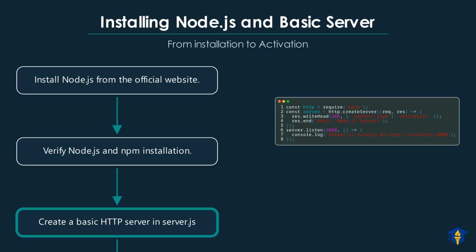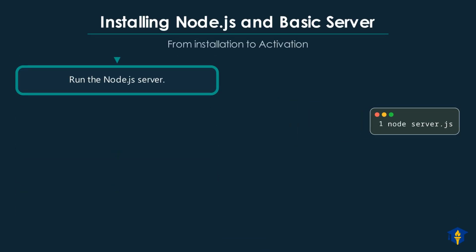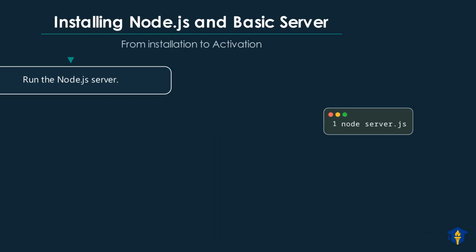This code creates an HTTP server that listens on port 3000 and responds with a simple message. Finally, you can run your Node.js server by executing the node server.js command in your terminal. To start your server, simply open your terminal in the project directory and type node server.js.